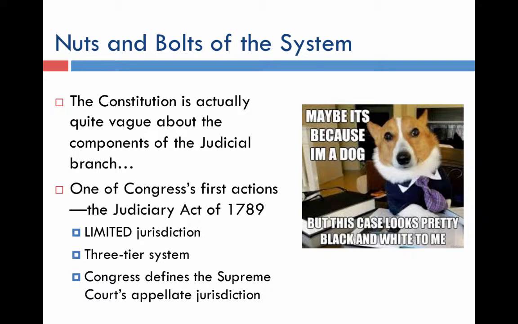And that has been reframed from time to time, most notably after the Civil War in particular. So the court's ability to do things has been changed. Not frequently, but it has happened. One thing to note on these slides is where you see SCOTUS. That means Supreme Court of the United States. It's a common acronym, but it may pop up.